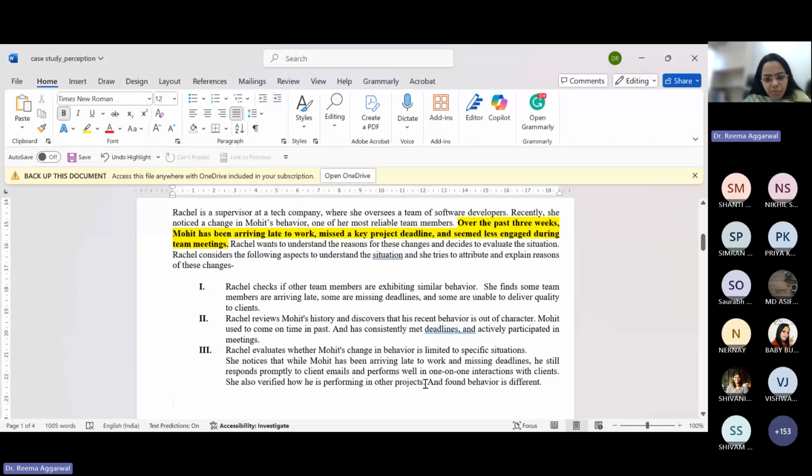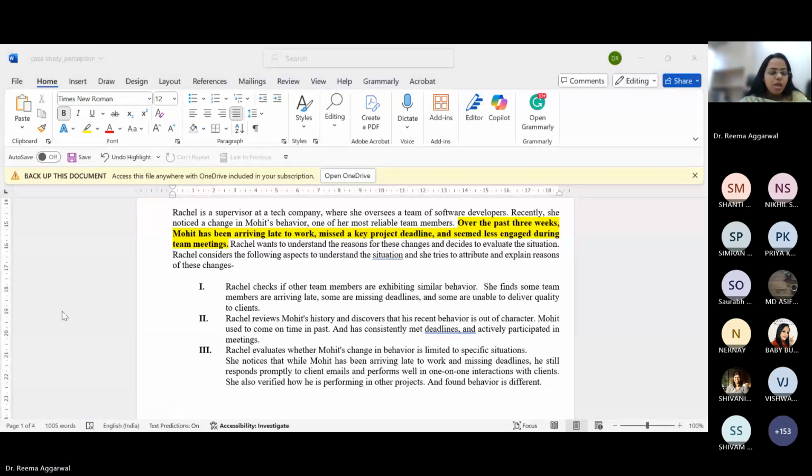How did we see his distinctiveness? With the meetings, projects and one-to-one interactions with clients, he is good at it. But when it comes to the internal meetings, when it comes to arriving time at work, he is always late. So in two different situations his behavior is different. Right? So that means there is some external reason because of which he is not able to arrive at time at work, but his client performance is good.